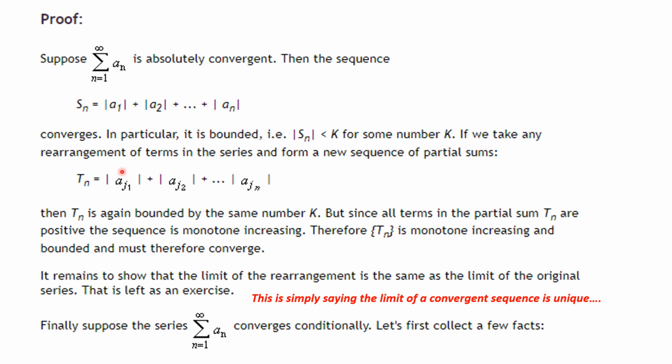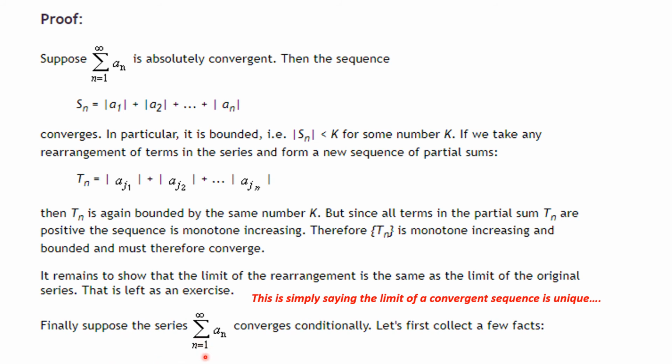If we take any rearrangement of the terms, we can form a new sequence. I'm just going to call this T_n. Then this is again bounded by the same number k. But since all terms in the partial sum T_n are positive, the sequence is monotone increasing. Therefore, it must converge. It remains to show that the limit of the rearrangement is the same as the limit of the original series. It says that's left as an exercise, but this is simply saying that the limit of a convergent sequence is unique. So that completely proves part 1.